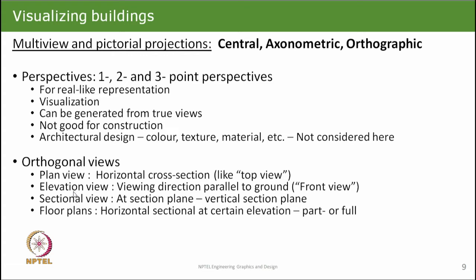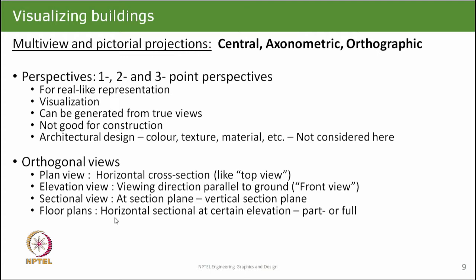The next is an elevation view, in which we view the building in a horizontal direction, a direction that is parallel to the ground. This is somewhat similar to what we called the front view in our earlier learnings. Sectional views are very similar to what we have learnt earlier. We define a sectional plane, which could be a vertical section plane, which is then called a longitudinal cross section, or we could even take it in the other 90 degree direction, orthogonal to it, that will give us the transverse cross section.